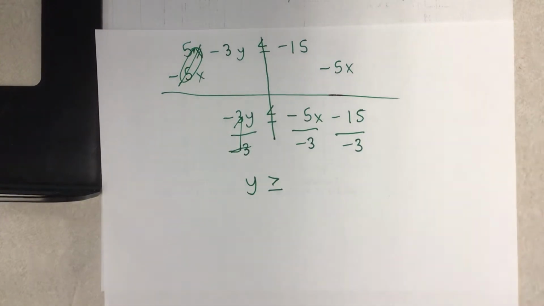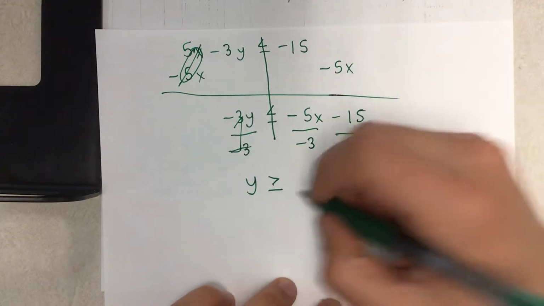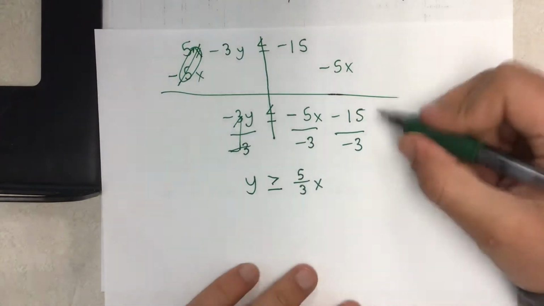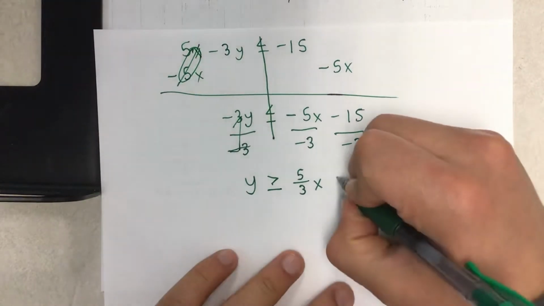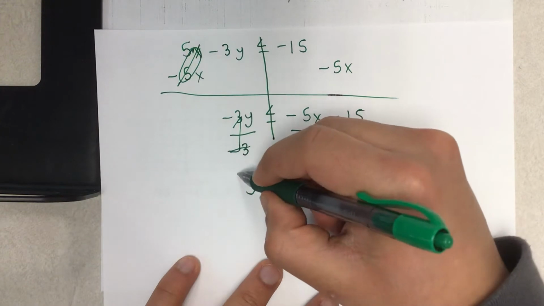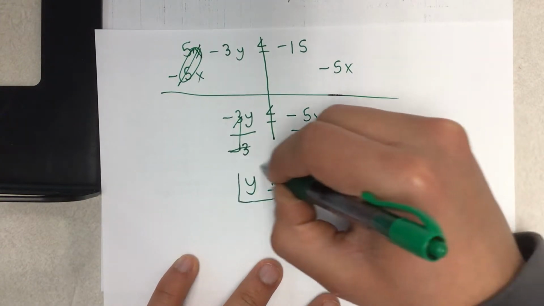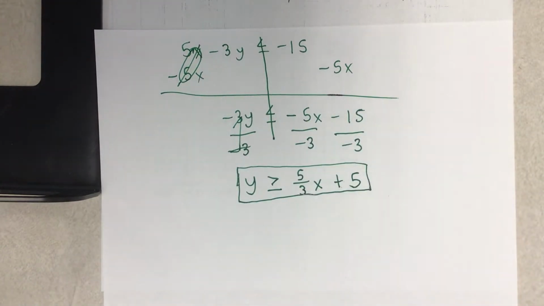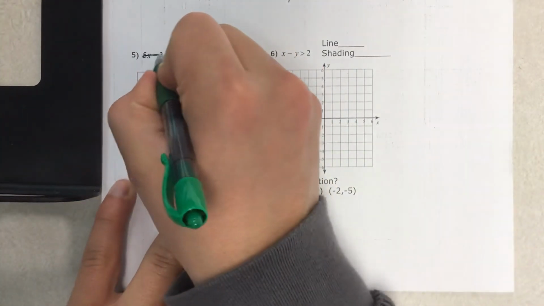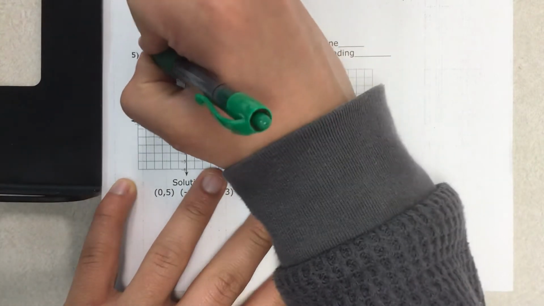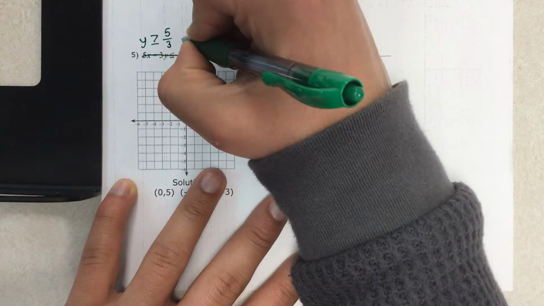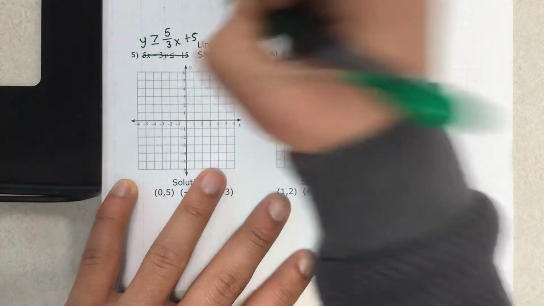Now we can do all the rest of our division. Negative 5x divided by negative 3. Two negatives make a positive 5/3 x. Negative 15 divided by negative 3 gives me a positive 5. So now I have the inequality y is greater than or equal to 5/3 x plus 5. So I'm going to write that down. So I can scratch this out, and we can use y is greater than or equal to 5/3 x plus 5, okay?